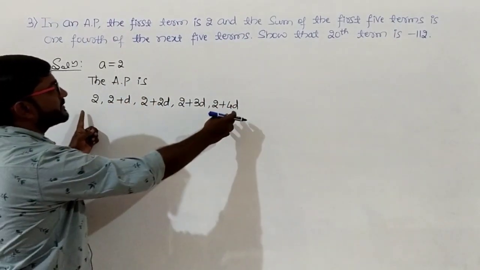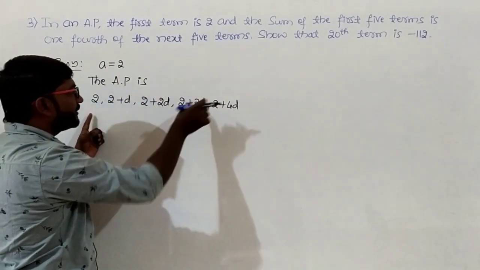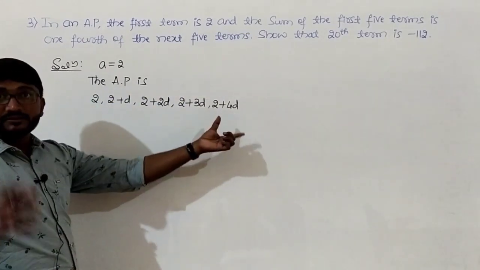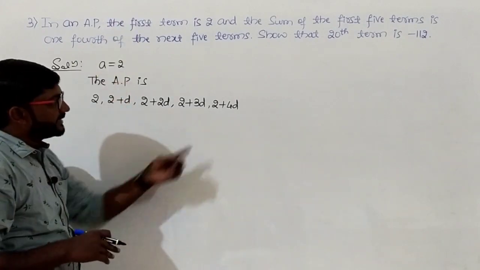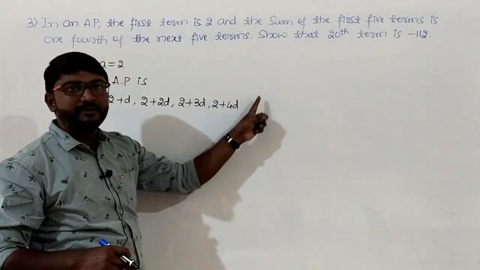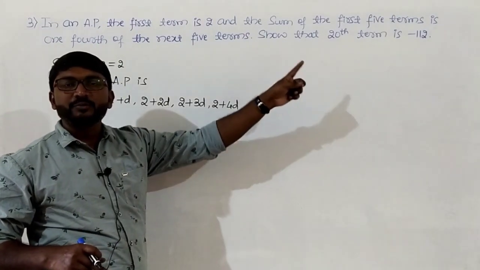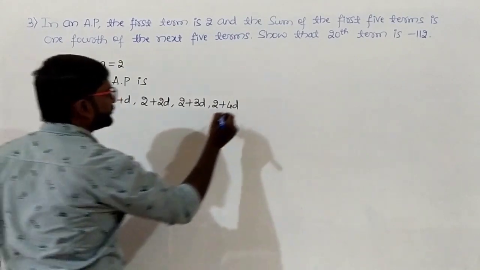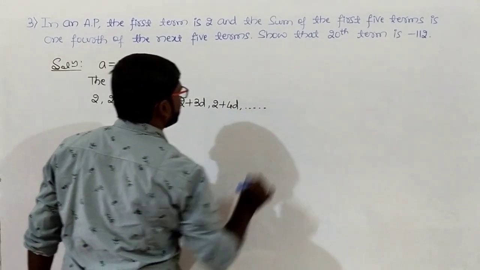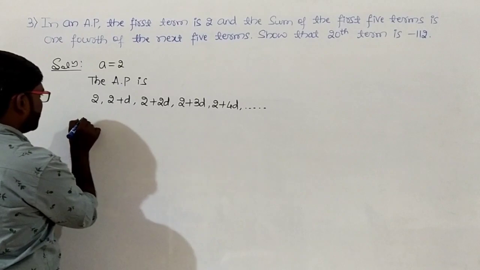Then this is the sum of the first 5 terms. We have to take the sum, as we have written only 5 terms. When we take the sum, they say it is 1/4 of the next 5 terms. The next 5 terms are 2 plus 5d, 2 plus 6d, 2 plus 7d, 2 plus 8d, and they continue like this and so on.